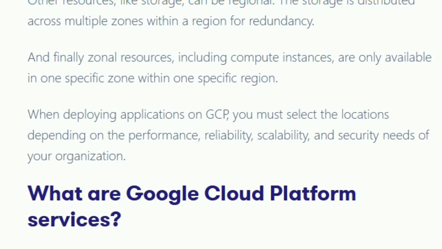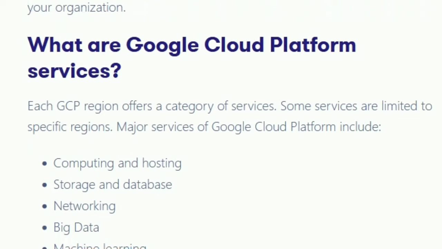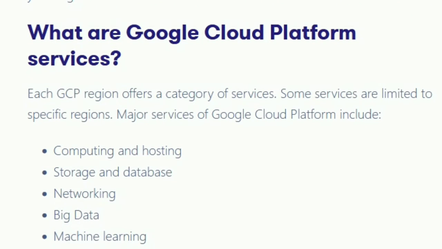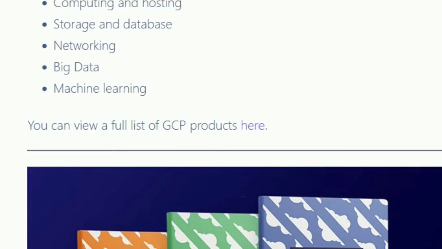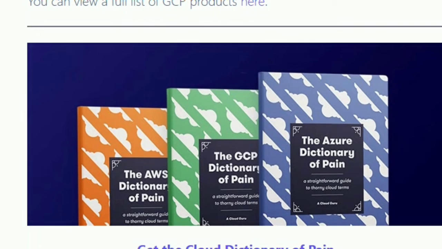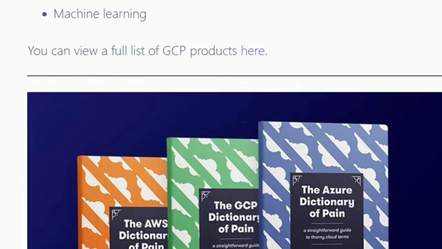What are Google Cloud Platform services? Each GCP region offers a category of services. Some services are limited to specific regions. Major services of Google Cloud Platform include computing and hosting, storage and database, networking, big data, and machine learning. You can view a full list of GCP products here, as you see on my screen.